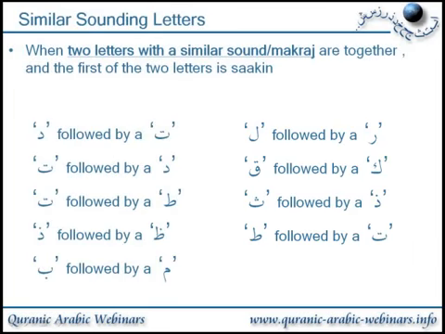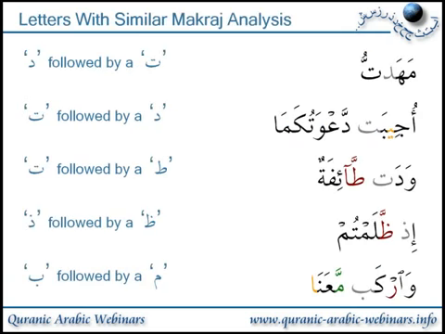So you can see with this, effectively each pair share the same very close point of articulation, i.e. their makhraj, and in a lot of cases they have the same sort of sound. But you'll notice with the ba and the mim, they don't obviously have the same sound, but they're both made from the lips. So we'll look at some examples of this.